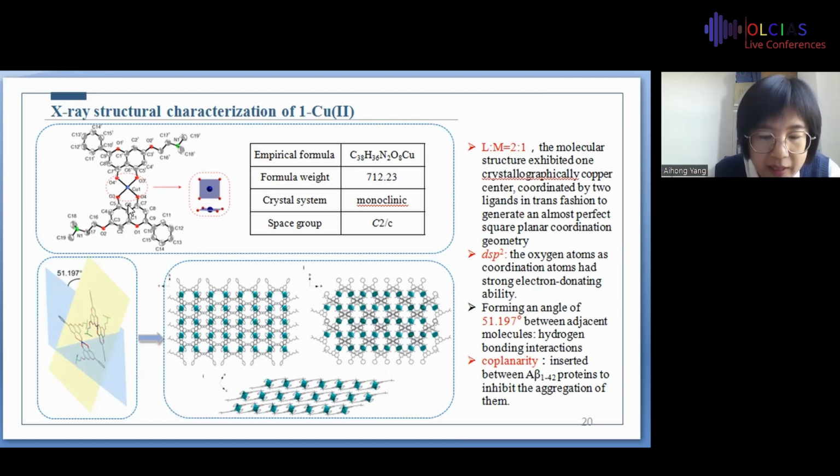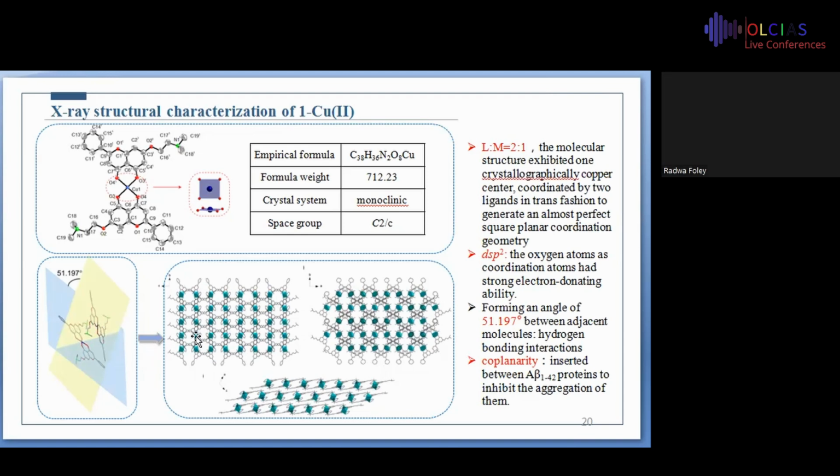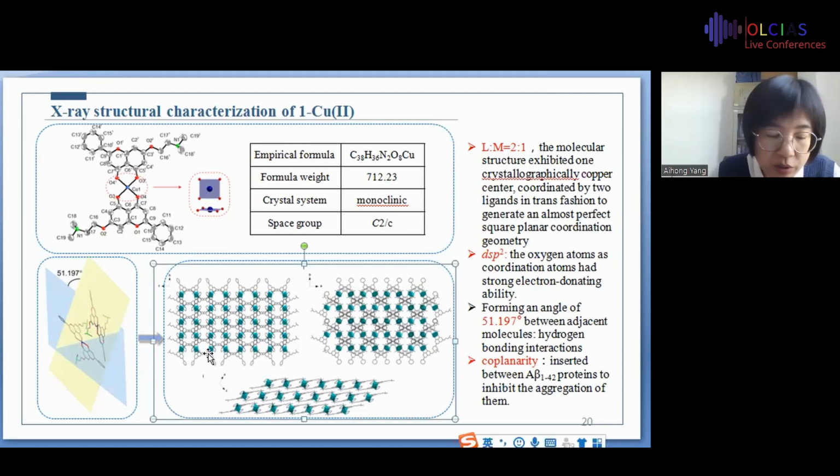This structure indicated that 1-copper was an inner orbital complex with dsp2 hybridization, which further indicated that the oxygen atoms as coordination atoms had a strong electron donating ability. The molecular planes in the stacking structure were not arranged in parallel, but form an angle of about 50 degrees. So there were no pi-pi interactions. These layer structures form a 3-dimensional coordination network through various non-covalent interactions.